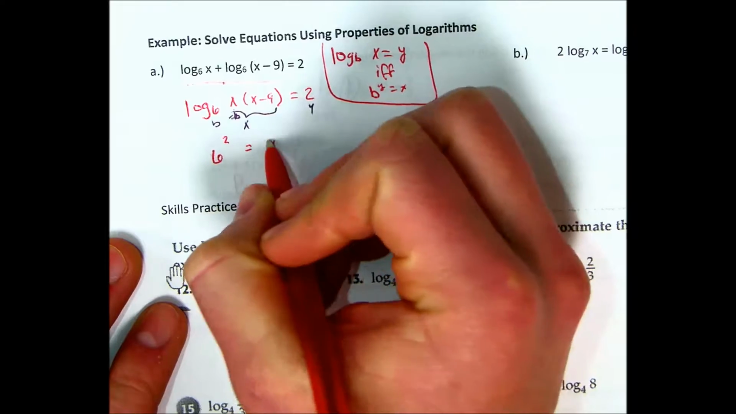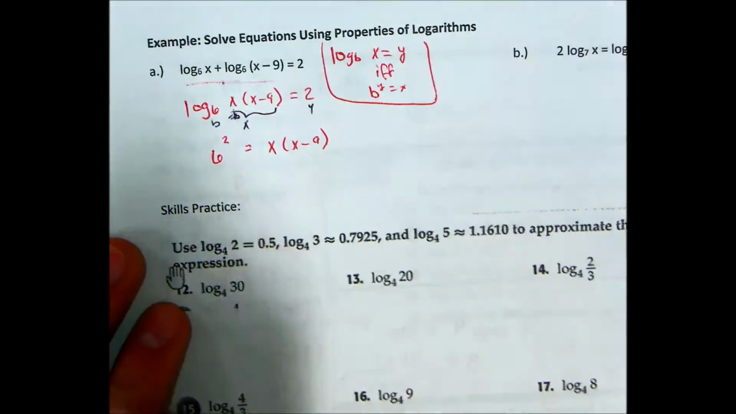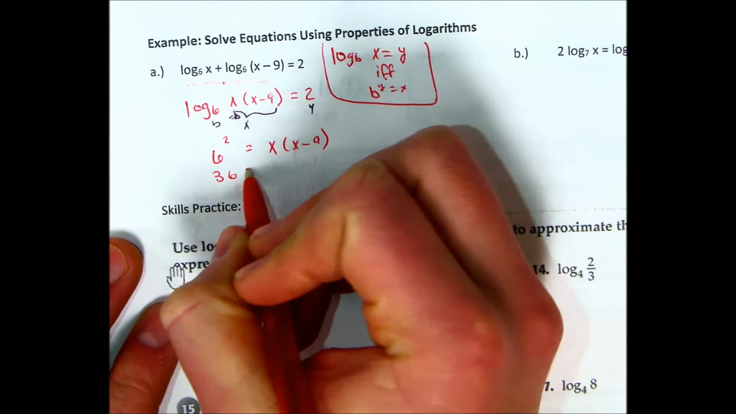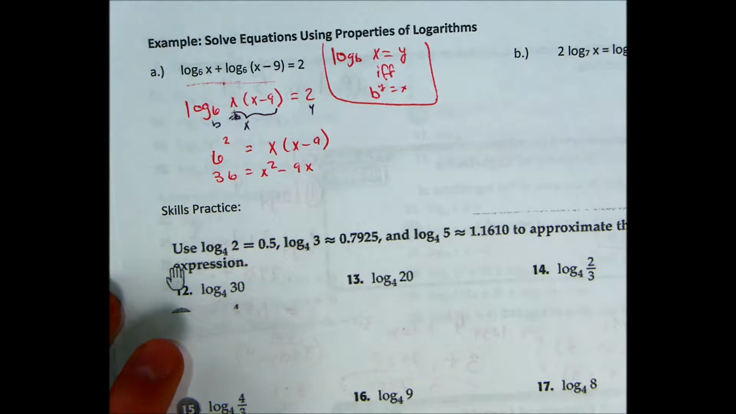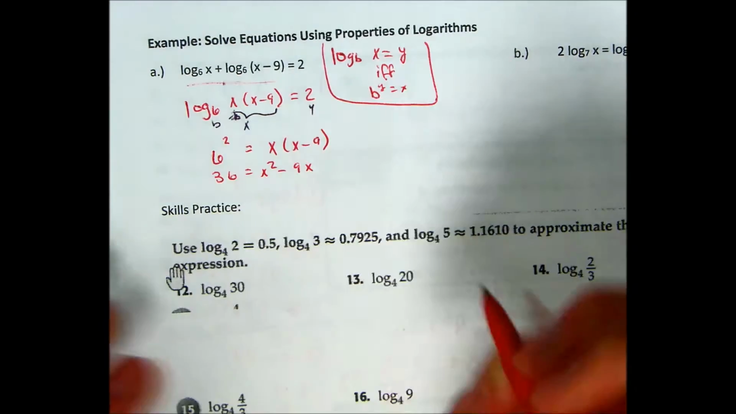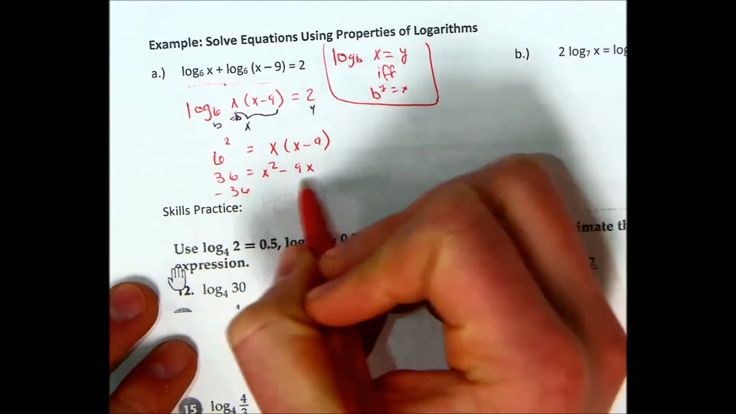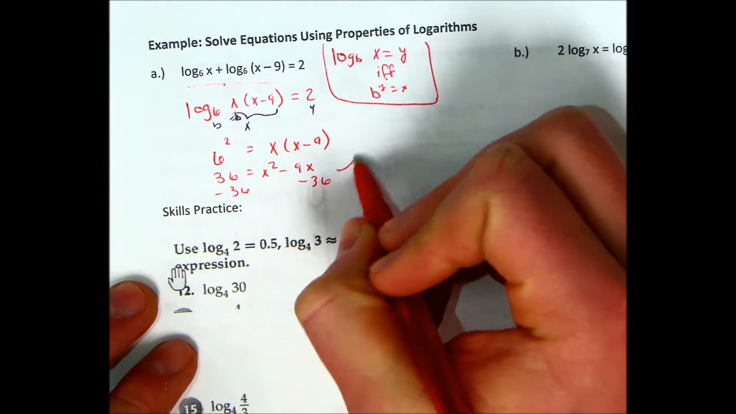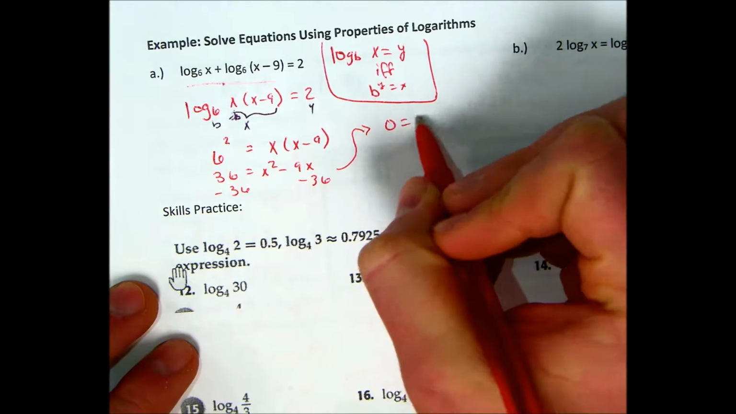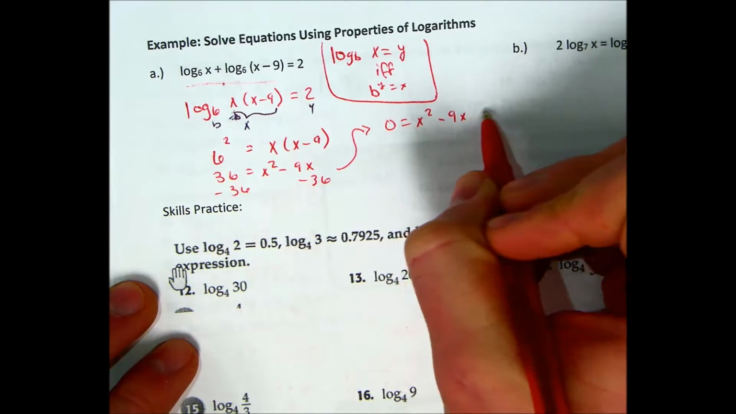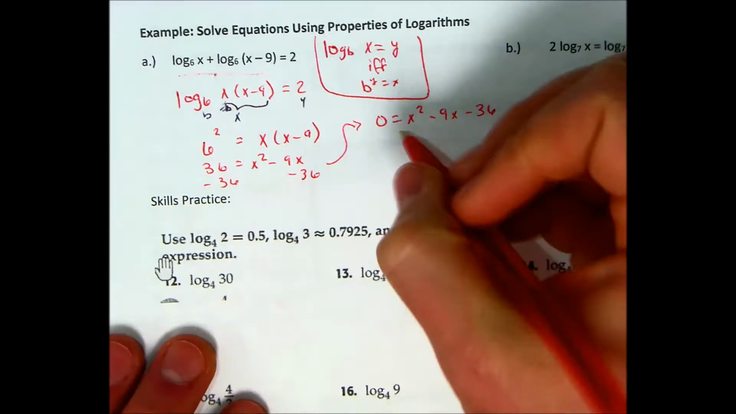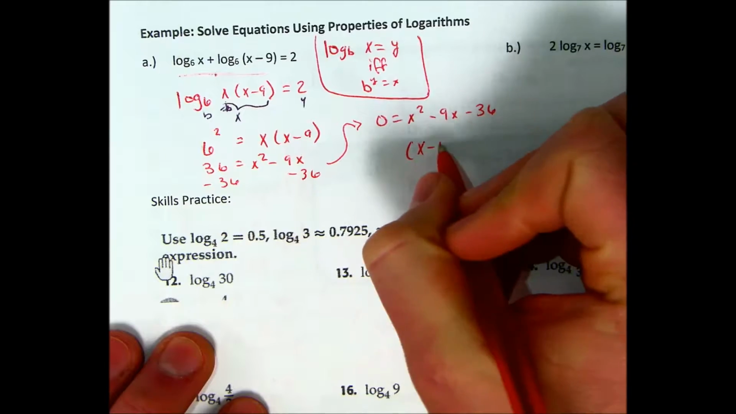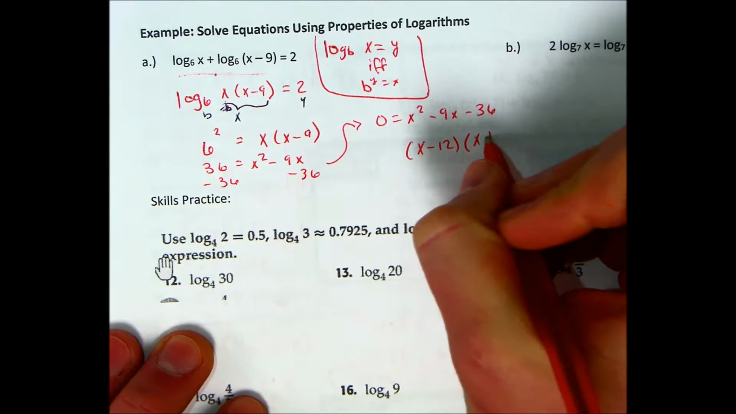36 equals x squared minus 9x. Imagine now that you have quadratics, you're probably going to have to factor. So I subtract 36, and you get 0 equals x squared minus 9x minus 36. Then you'd think, what two numbers multiply to negative 36 and add to negative 9? x minus 12 and x plus 3. So x equals 12 and x equals negative 3.